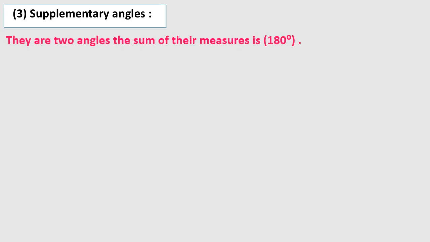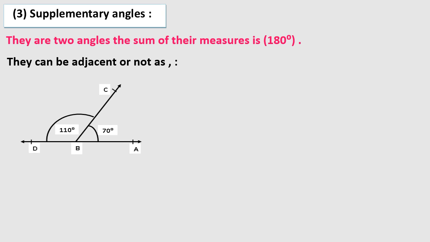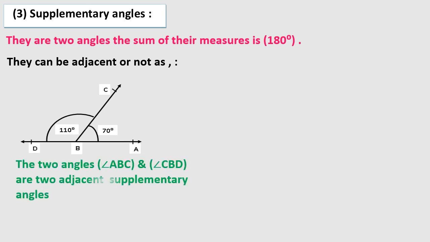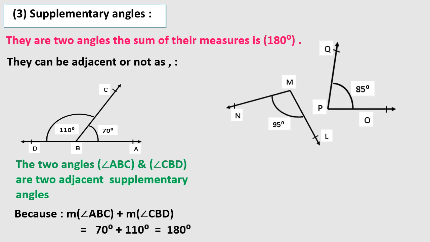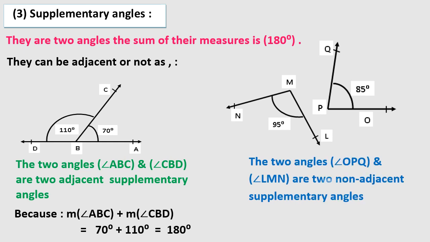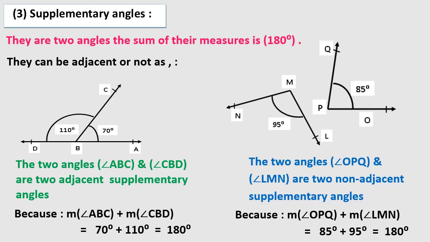Number 3, supplementary angles. They are two angles, the sum of their measures is 180 degrees. They can be adjacent or not, as the two angles ABC and CBD, they are two adjacent, and 70 plus 110 equal 180. But here I have two angles, OBQ and LMN, non-adjacent, but 95 plus 85 equal 180.